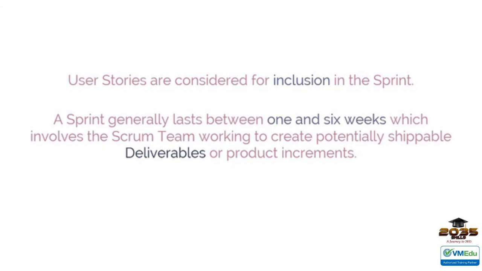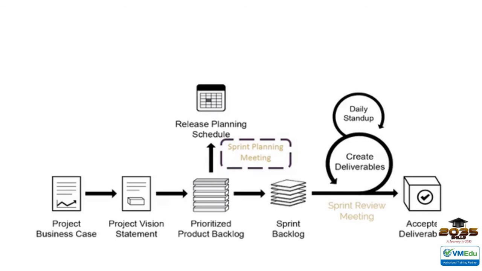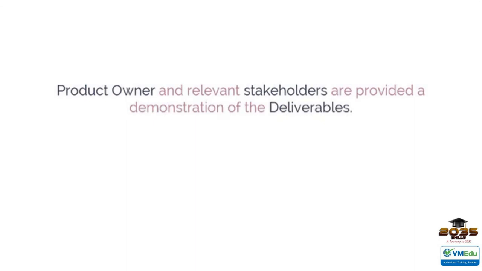A sprint generally lasts between 1 and 6 weeks and involves the Scrum team working to create potentially shippable deliverables or product increments. During the sprint, short, highly focused daily stand-up meetings are conducted, where team members discuss daily progress. Toward the end of the sprint, a sprint review meeting is held, during which the product owner and relevant stakeholders are provided a demonstration of the deliverables.